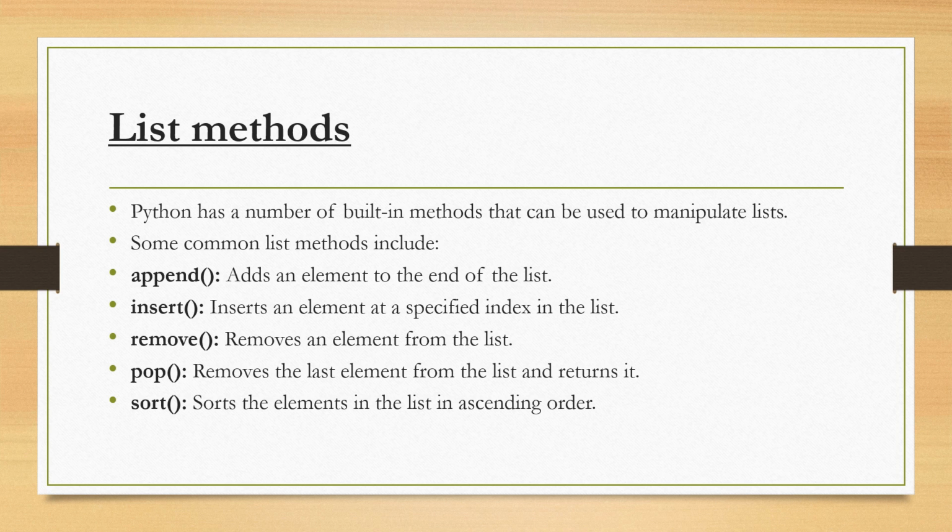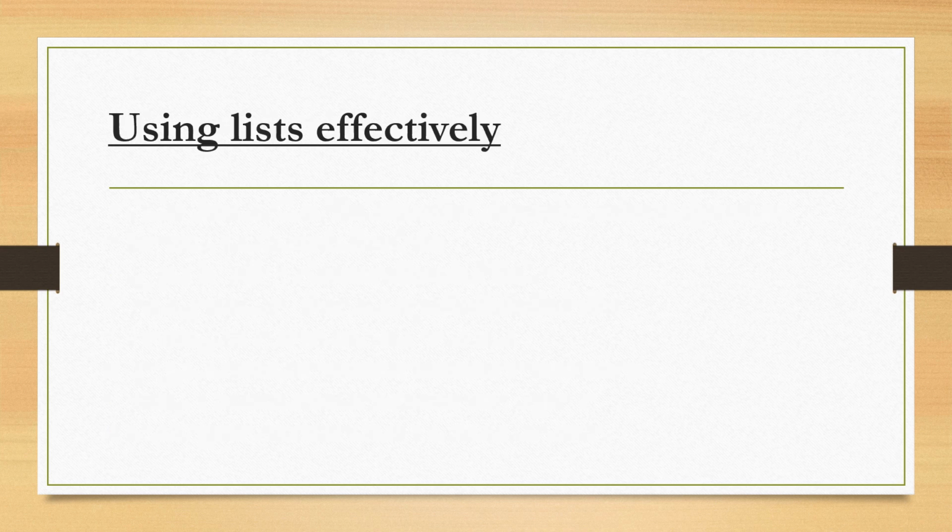Okay. Sort means it will be used for sorting in ascending order. Reverse means reverse the order of elements in the list. So these are the methods.